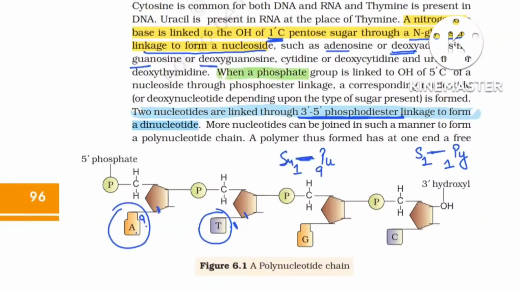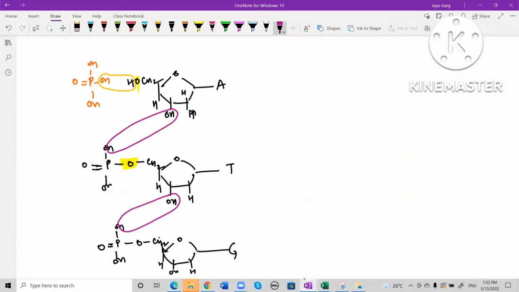And see here carefully. When a phosphate group was attached to the 5th carbon of a nucleoside, then we say it is ester linkage and you are making a nucleotide. To make a nucleotide, ester linkage. To join the nucleotides, second time ester, we say diester linkage. Understood? Now from this one question I can ask you.